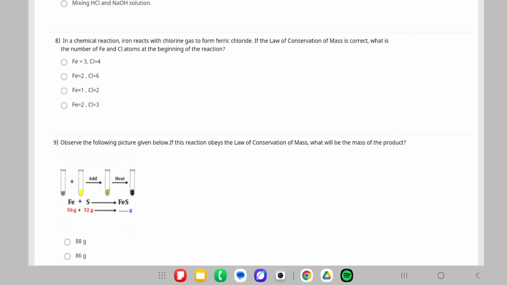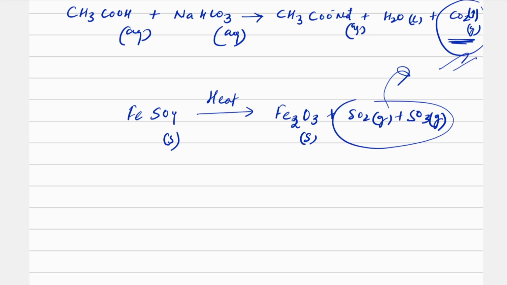In a chemical reaction, iron reacts with chlorine gas to form ferric chloride. If the law of conservation of mass is correct, what is the number of iron and Cl atoms in the beginning of the reaction? So what we are talking about is iron and chlorine gas. Let's go back to the notebook once again. So over here, what is done? Iron is taken in solid form and chlorine is taken in the gaseous form.